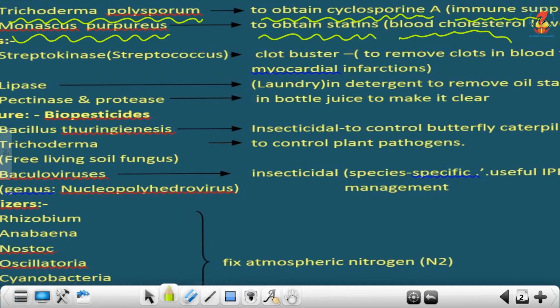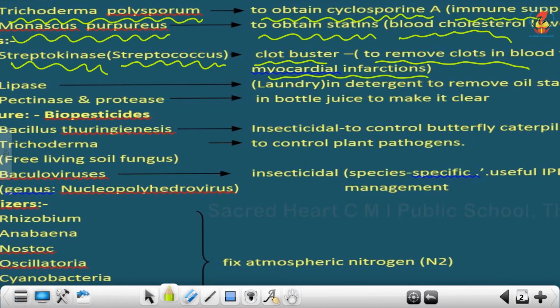Then next, there is an enzyme called streptokinase obtained from Streptococcus. You know Streptococcus, it's a bacterium. So this enzyme streptokinase obtained from Streptococcus is a clot buster. The meaning of clot buster is that it helps to remove clots in the blood vessels, especially during myocardial infarctions.